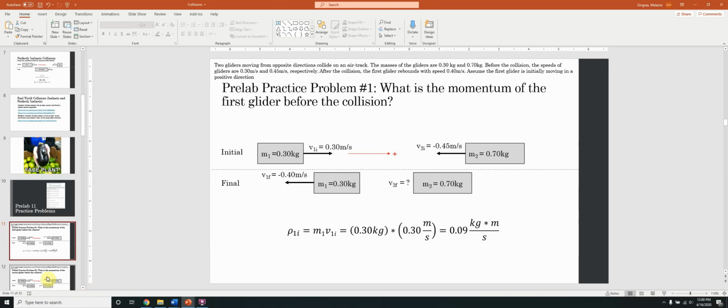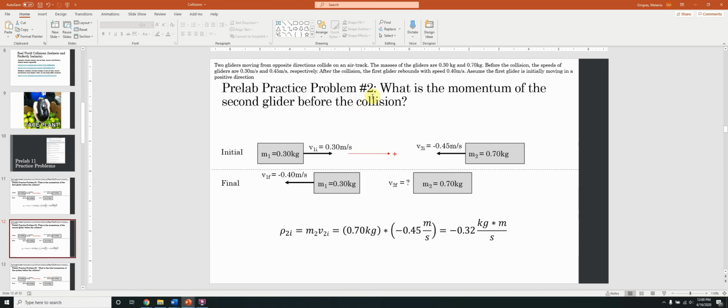All right, moving on to problem number 2. What is the momentum of the second glider before the collision? Okay, so the momentum of the second glider before the collision is equal to m2 v2 initial, so 0.7 kilograms times negative 0.45 meters per second. So we have a negative 0.32 kilogram meters per second.